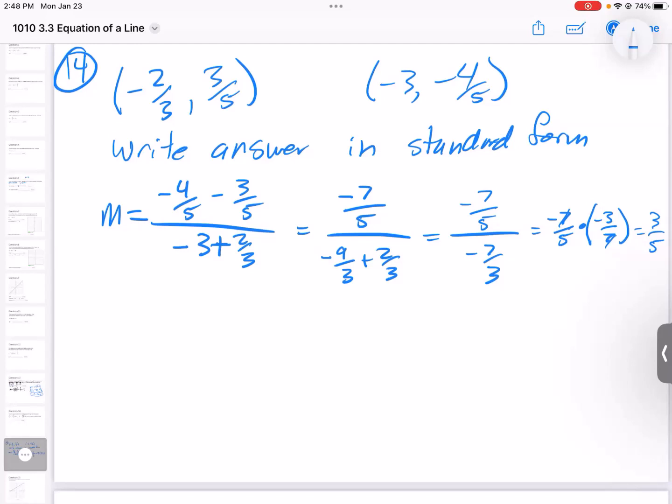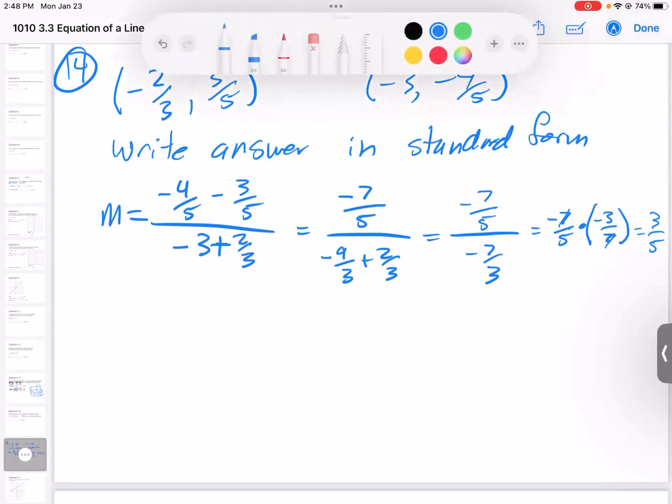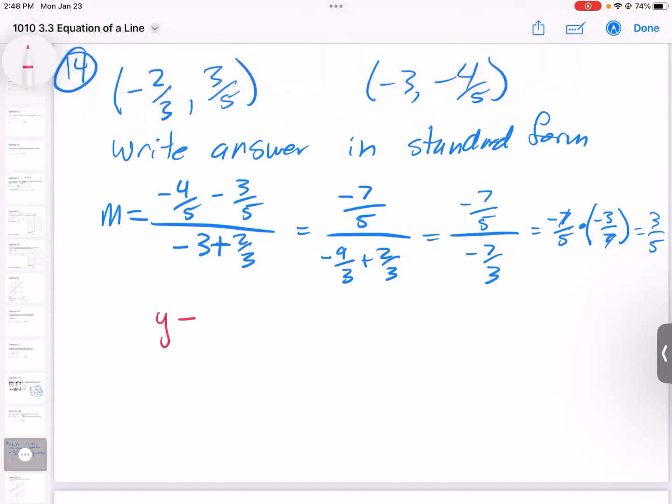Once you have your slope, then you can choose either one of your points. So I'm going to choose the one that only has 1 fraction instead of 2. And I'm going to use that point and my slope that I just found in order to find the equation. So I have a point and a slope, so I'll use point slope form. And I'll do y minus the y coordinate of the point. So I'm going to use this point because I like that it only has 1 fraction.